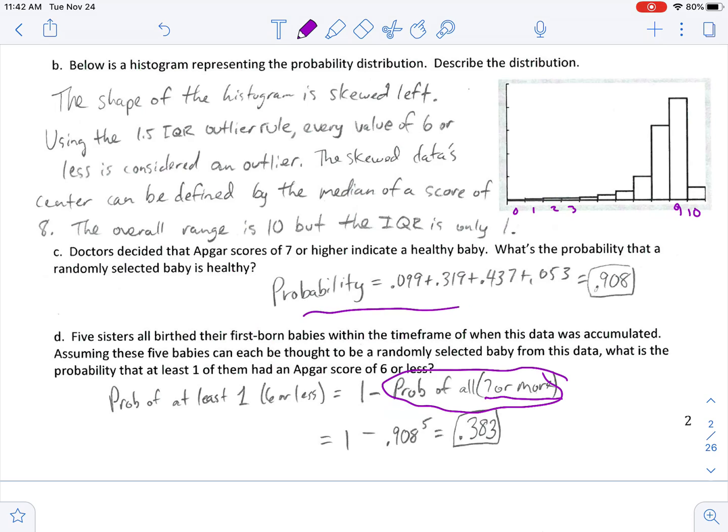Well, we just figured out the probability of 7 or more, but we now want them all to be 7 or more. So that's a first one, and second one, and third one, all 7 or more. So that's a multiplication. Technically, 0.908 times 0.908 times 0.908 ... Or you can put it to the 5th power. But that's not what we want. That's saying all are 7 or more. We want literally not that, so it's 1 minus that.